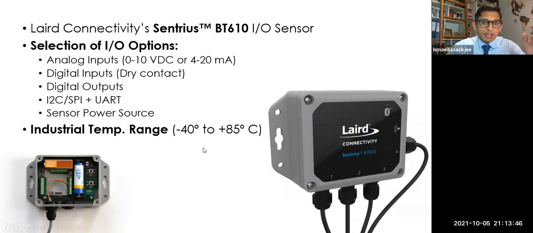It's a connectivity IO device. When you go through the selection, you're going to see analog input 0 to 10 volt DC or 4 to 20 milliampere. So this is what you have in terms of the input. No, this is not the sensor. This is a box where you can add all the sensors, and it takes the signal and sends it somewhere else. You have the digital input, you have the UART, and you have the sensor power source.